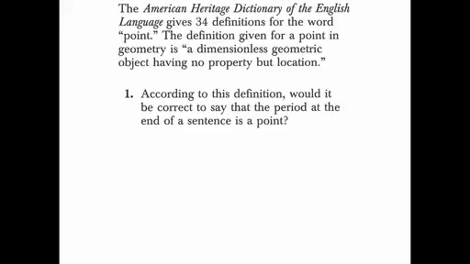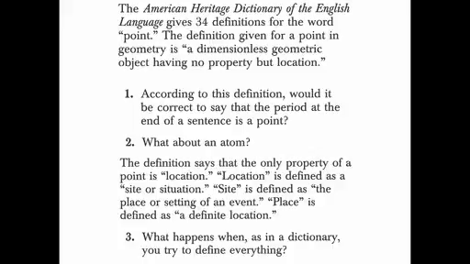So now they've got some questions for you to think about. Remember, dimensionless. All it has is location. So there are going to be a couple of sentences there. And then there's another definition. It says the only property is location. Now we go to the dictionary like Wiley. Location is defined as a site or situation. Site is defined as the place or setting of an event. Place is defined as a definite location. Oh boy. So we started there, we ended there. What happens when you try to define everything?